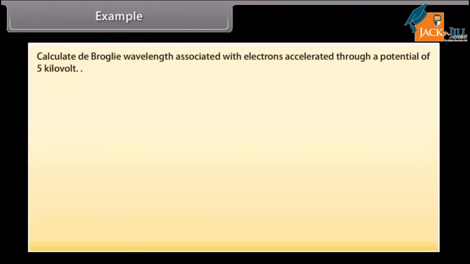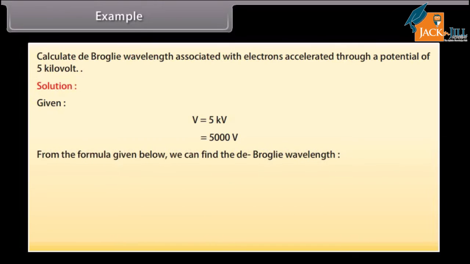Example. Calculate the de Broglie wavelength associated with electrons accelerated through a potential of 5 kilovolt. Solution. Given V is equal to 5 kilovolt, which equals 5000 volt. From the formula given below, we can find the de Broglie wavelength. Lambda is equal to 12.27 by square root of V angstrom. Lambda is equal to 12.27 by square root of 5000 angstrom, which equals 0.173 angstrom.